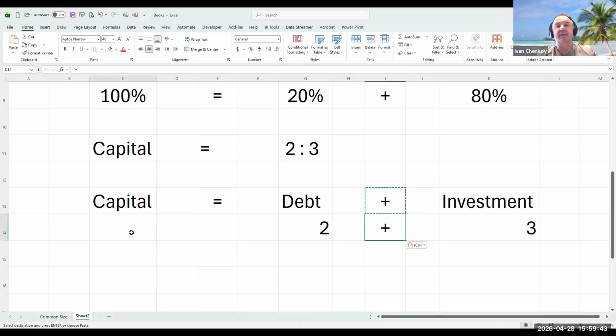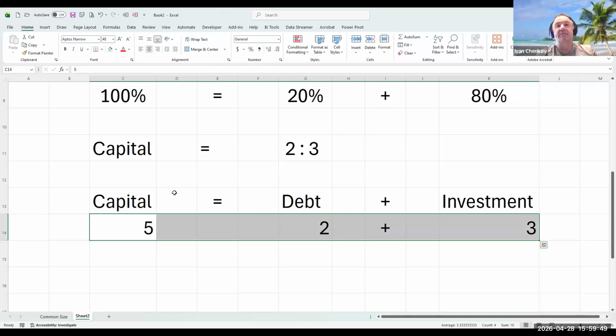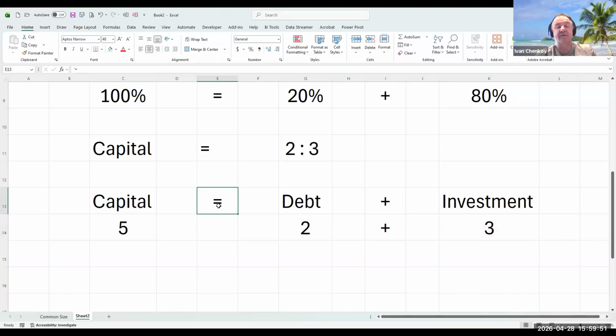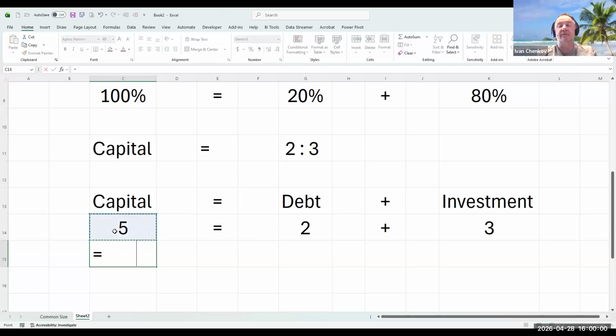It's 5. That's what I have on the other side of the equation. I cannot make the numbers. They're already made for me. I just have to set whatever it is. So now can I express it as a percentage? Absolutely. How much will be 5 divided by 5? Well, that will be 100%.